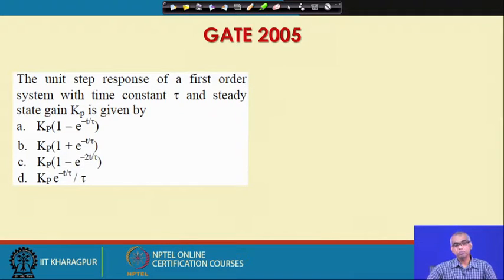Another question from year 2005. The unit step response of a first order system with time constant tau and steady state gain Kp is given by 4 options, you have to choose the correct option. So, this is straightforward.